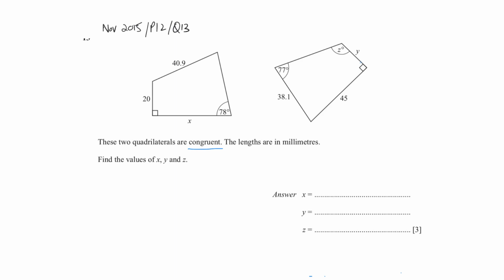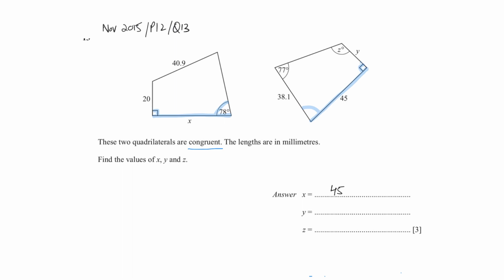So let's start with the side x. The side that has a length of x is congruent to this side, because there is a 90-degree angle being formed and this angle corresponds to this angle. So the value of x in this question would be 45.